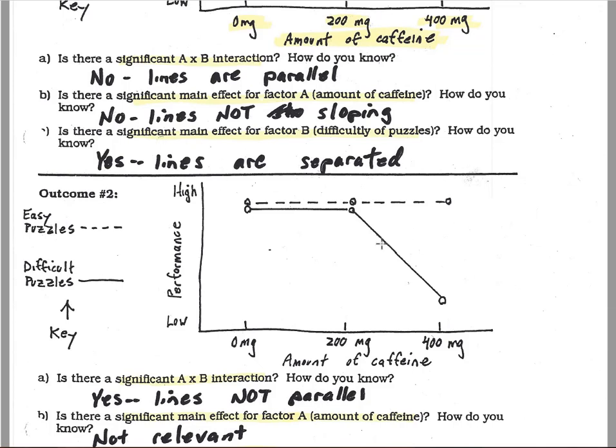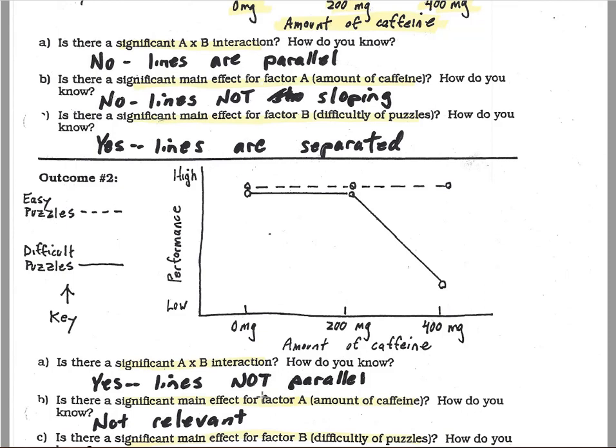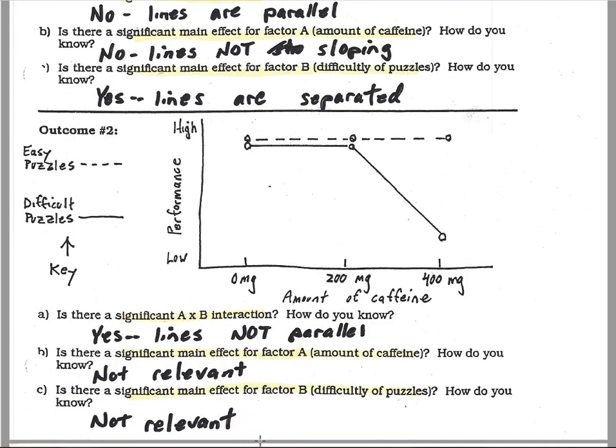If there's a significant interaction, the interaction effect trumps all the other effects. You don't interpret main effect for factor A or factor B, even if they're statistically significant. So when I say, is there main effect for factor A? You say not relevant. When I ask, is there a main effect for factor B? Once again, you say not relevant. That is outcome 2.